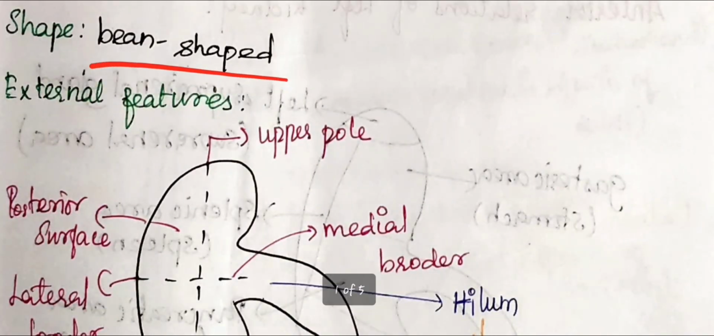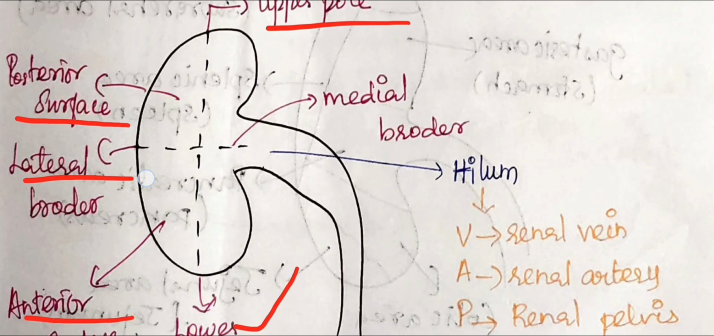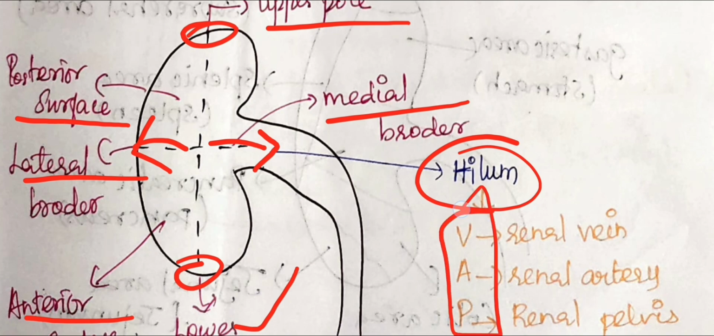Coming to the shape, it is a bean shaped kidney. For external features, we have the upper pole and the lower pole, posterior surface and anterior surface, lateral border and medial border. Medial is towards the hilum, lateral is away from the hilum. So we have two poles and two surfaces. Coming to the hilum, the blood vessels pass through the hilum and reach the kidney. In the hilum, the arrangement is VAP, in the sense renal vein, renal artery and renal pelvis. All these are arranged in this manner.